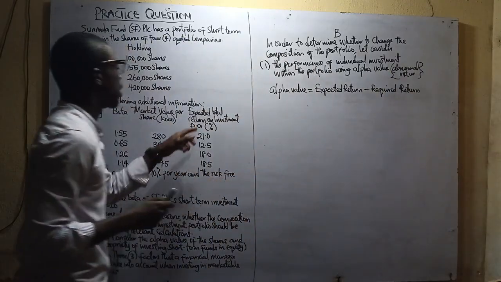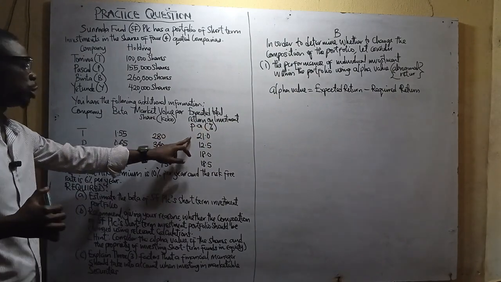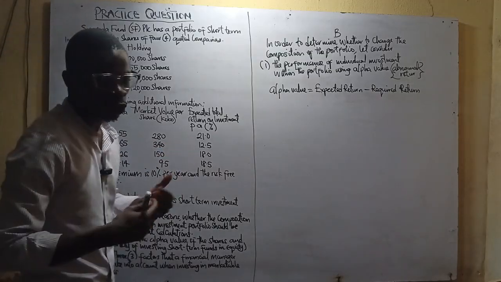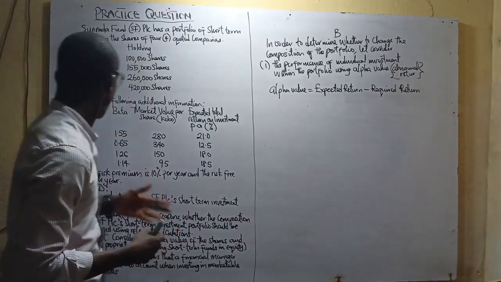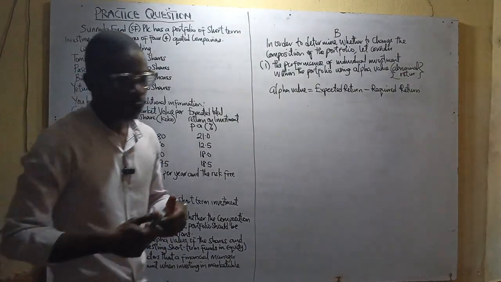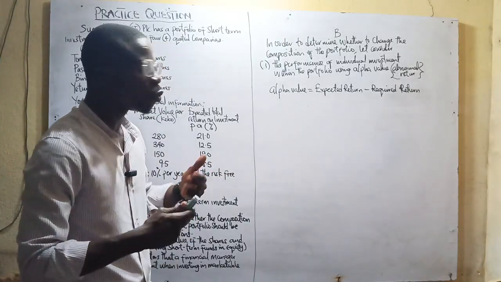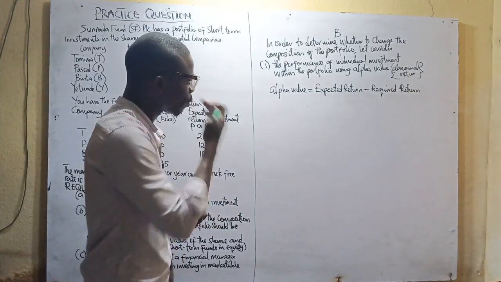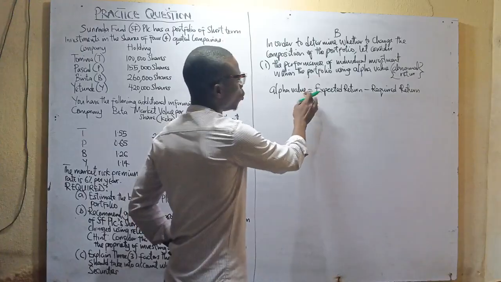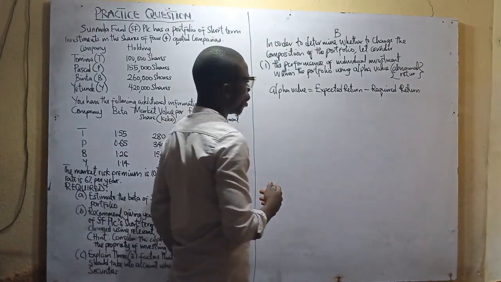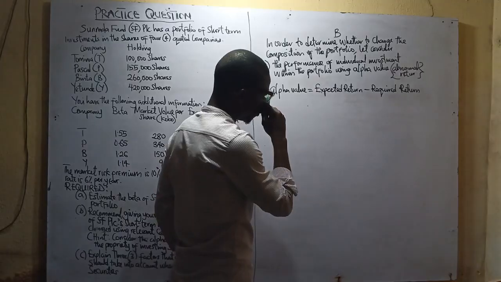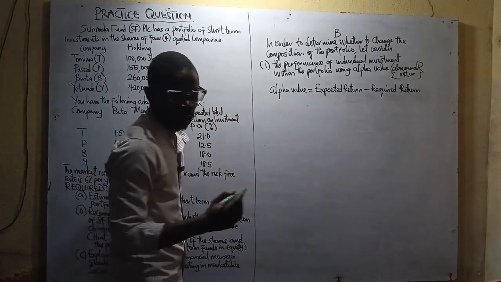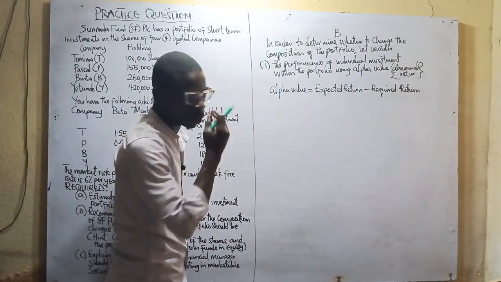Now, in the question, we are given the expected return on each individual investment. Like T, the expected return for it is 21%. We have for P 12%. So we are given the expected return, but the required return we are not given. So you need to determine the required return. So let's calculate our required return before we apply this formula. Maybe we should leave space for our required return now.